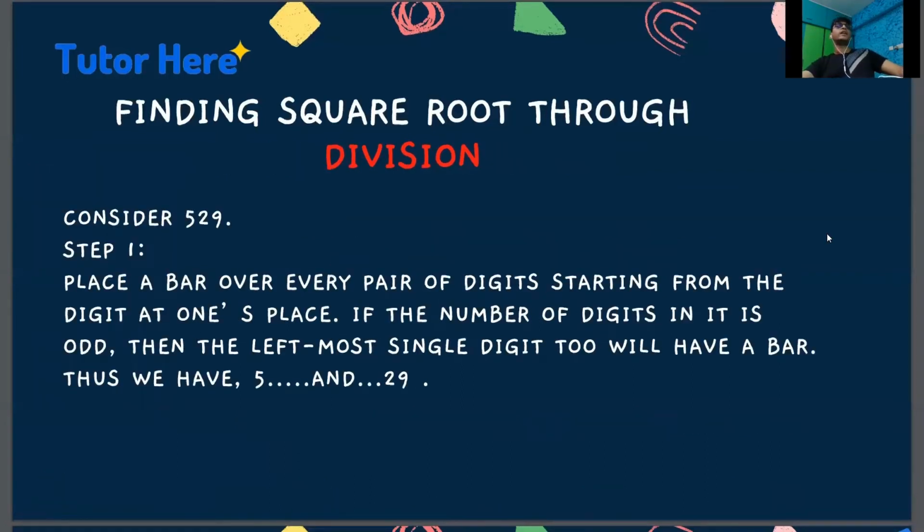Third method is finding out the square root through division. This is a bit lengthy method, so let's just get focused. Consider 529. Step 1. Place the bar over every pair of digits starting from the digit at ones place. If the number of digits in it is odd, then the leftmost single digit will have a bar. Thus here we can club 2 and 9 and the remaining 5.